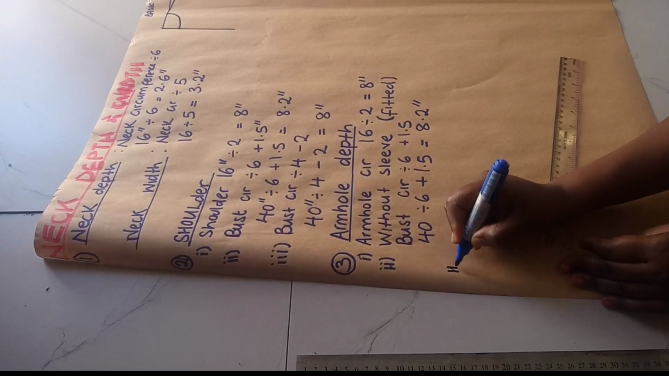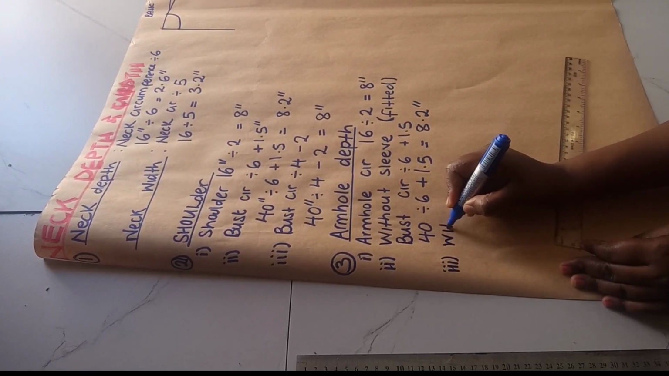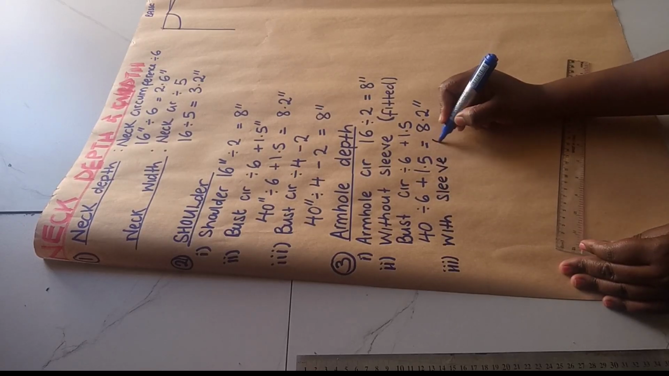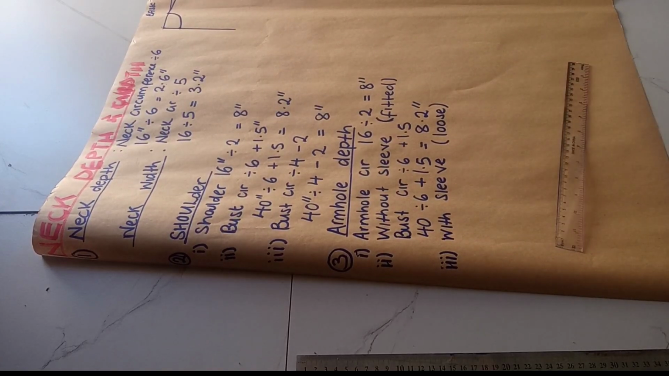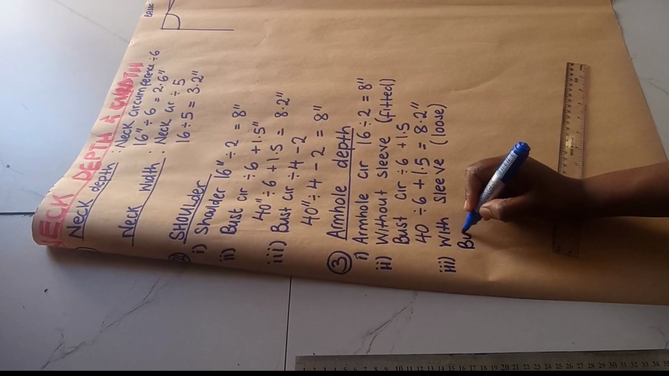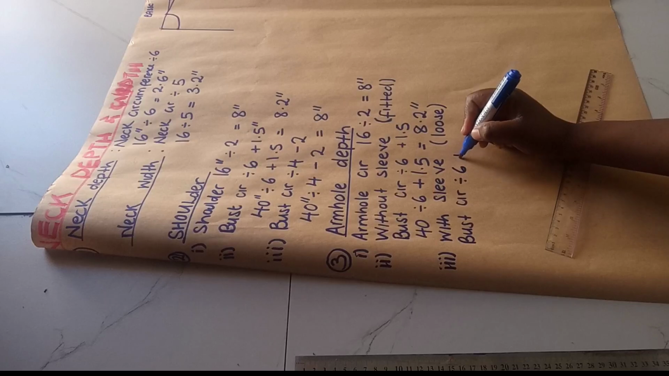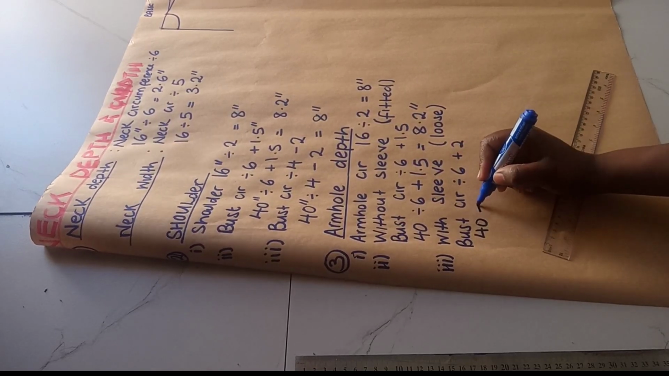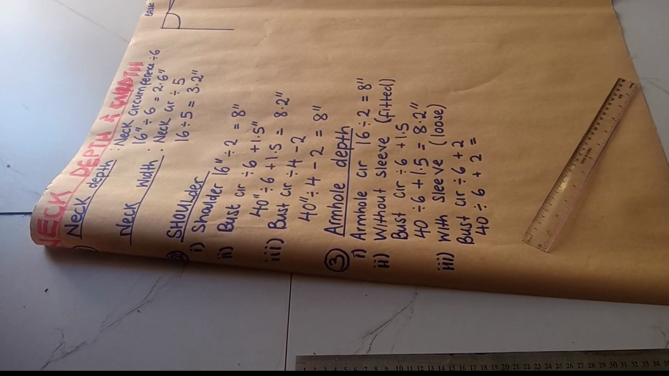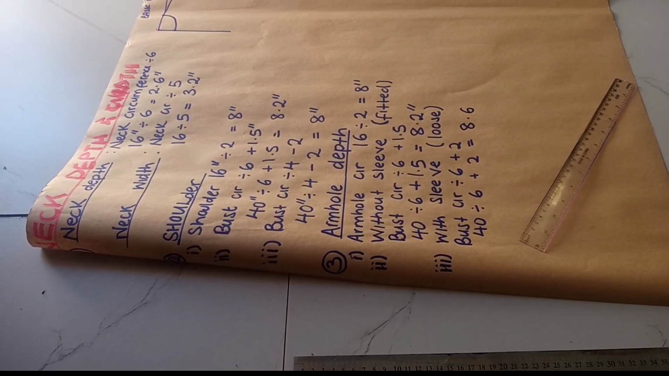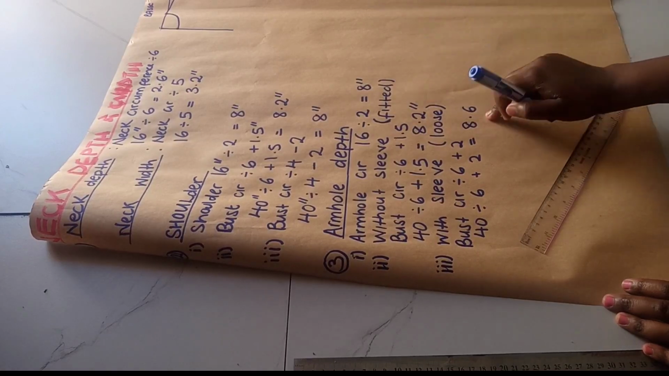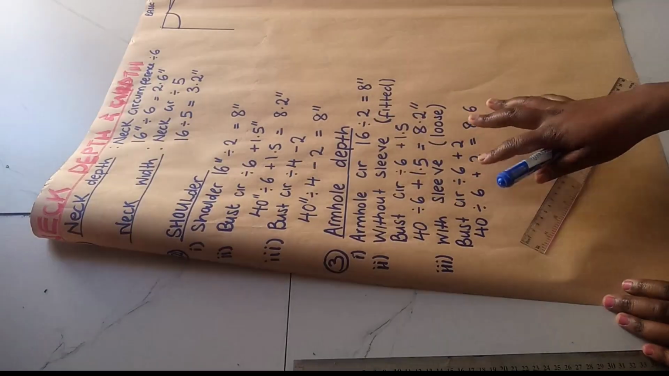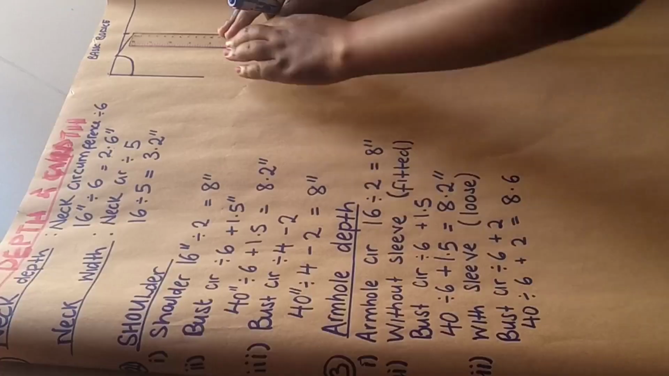So now for our third method, this is for a bodice with sleeves. Now for a bodice with sleeves, it's going to be a little bit loose fitted as there will be a sleeve attachment. So we need that ease to the bodice. So for this method, we are also going to use the bust circumference divided by 6 plus 2 inches, which gave me 8.6 inches. So this is for a loosely fitted armhole on the bodice. That is what differentiates the armhole depth.